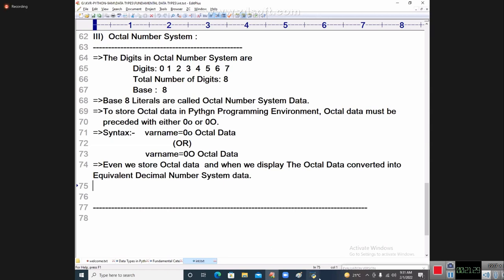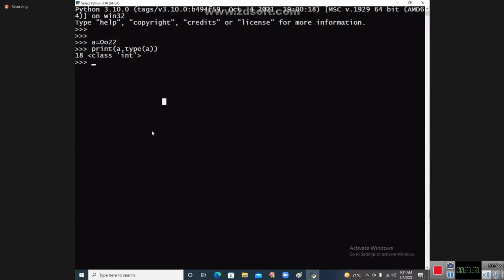How do we convert back? For example, a is equal to 18, my dear students. 18 is a decimal. There is a function called oct of a. Oct is a function converting this normal decimal data into octal. See that, my dear students? 0 O 22 is coming. 22 to 18, and 18 to 22. Happy.